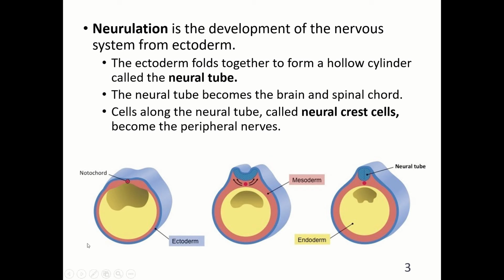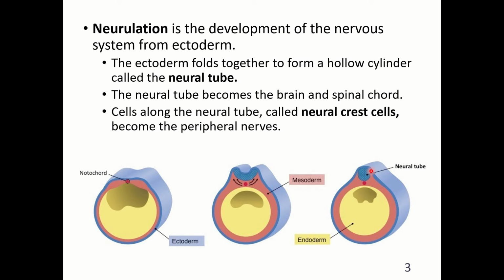In this illustration, we see the ectoderm in blue. This is an embryonic tissue layer that forms the skin and nervous tissue. Here we see the ectoderm folding to form the hollow cylinder called the neural tube. The neural tube will become the brain and spinal cord.